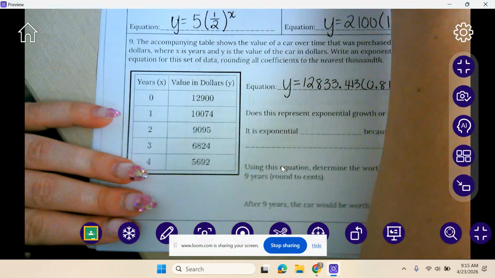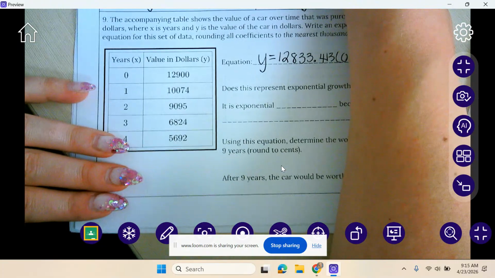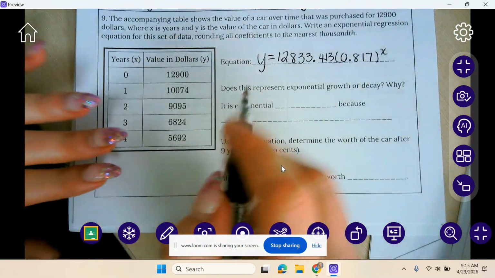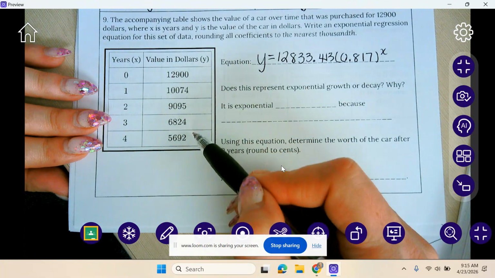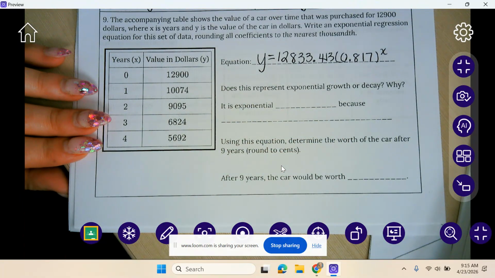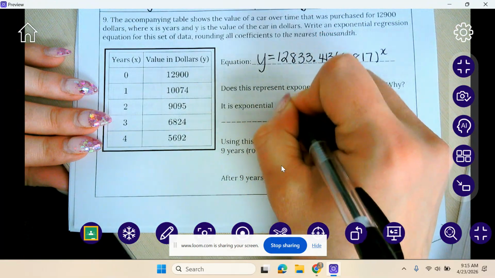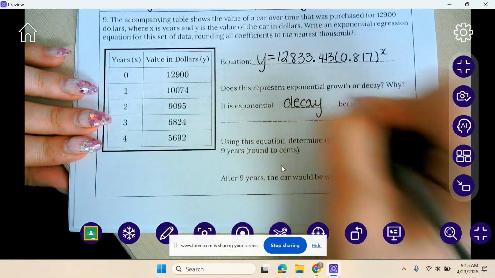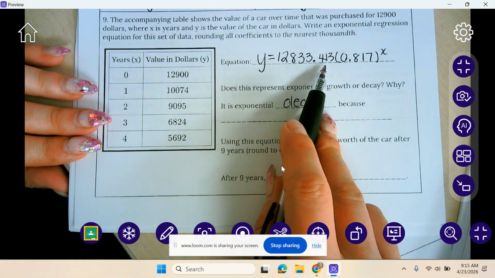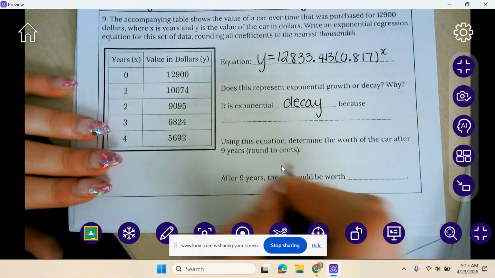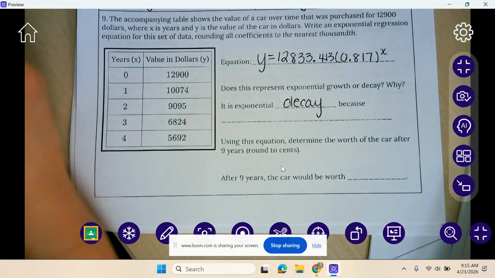Okay, so does this represent growth or decay? So just by looking at the table, is that growth or decay? Decay. Wait, what is the number after the decimal point of the equation? 413. Okay, how do we know it's exponential decay?